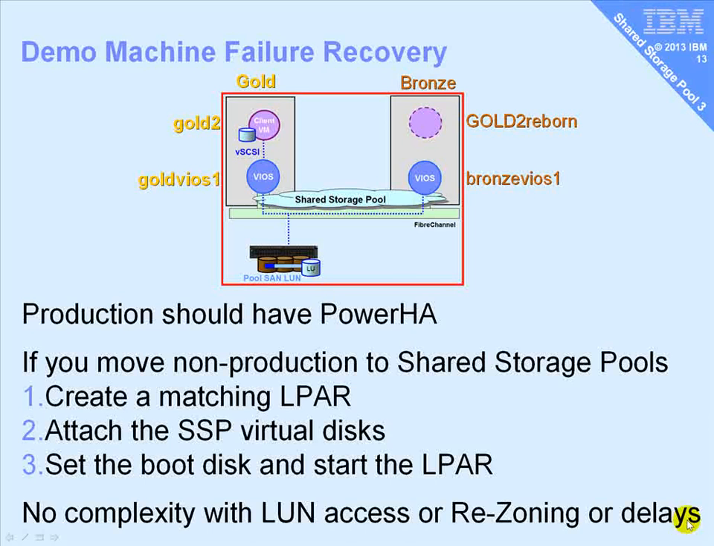So here's my little summary. Really cool technology. If you do have big production workloads, then you really should have PowerHA, or HACMP as I still call it. For other workloads, or if you can't go for PowerHA, if you move to the shared storage pools, then as you've seen, we need to create a matching LPAR, attach the shared storage pool virtual disks, which is a one-line command or a couple of clicks on the HMC, set the boot disk and start the LPAR, and you're up and away. And we can remove all that complexity of resetting LUN accesses or rezoning, all of which causes delays when you're trying to recover from a serious problem.